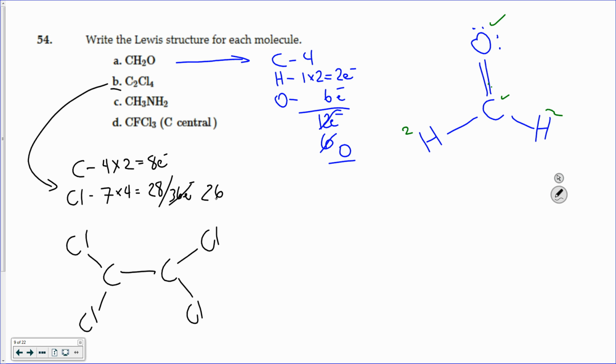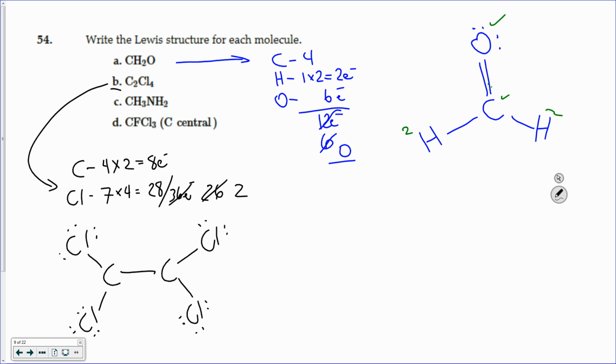So less 26. Now I start to fulfill the octets of all the exterior atoms. So I've got 1, 2, 3, 4, 5, 6. 6 more here. 6 more here. That's 18. 6 more here. That's used 24. Less 24 leaves me with 2 electrons. Ooh. Okay, so I've got 2 electrons. Put them on a central atom. Where do I put them?